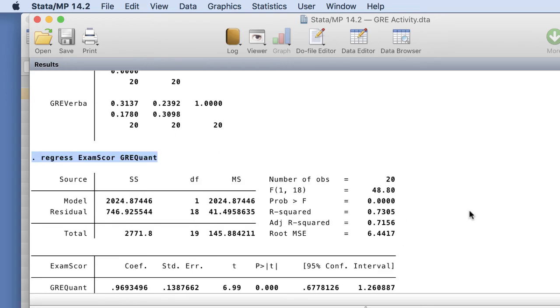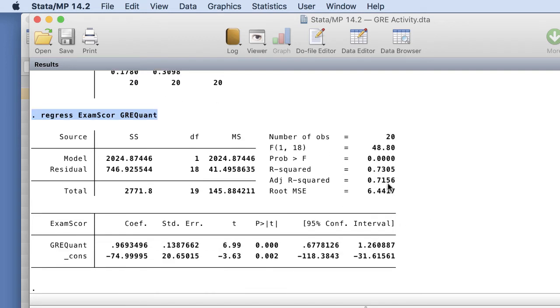What that tells us is that 73% of the variability in exam scores is being explained by GRE quantitative scores. And then we have our adjusted R-square. That's an R-square value that's adjusted for bias. And then we have our root mean square error. The root mean square error is simply the average deviations from the predicted values and the actual observed values.